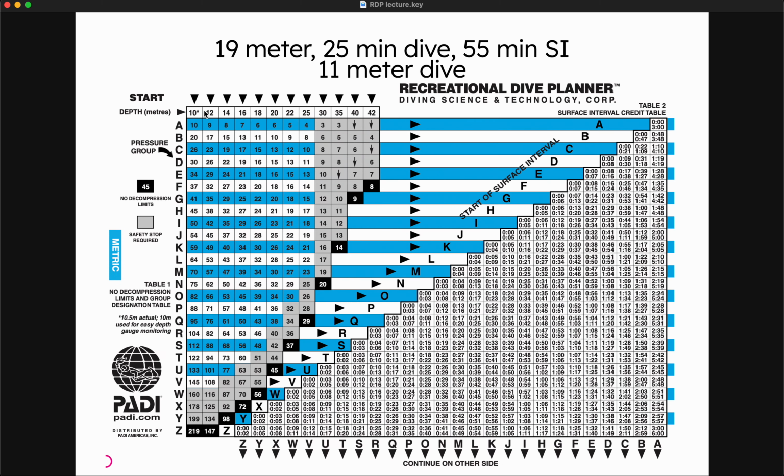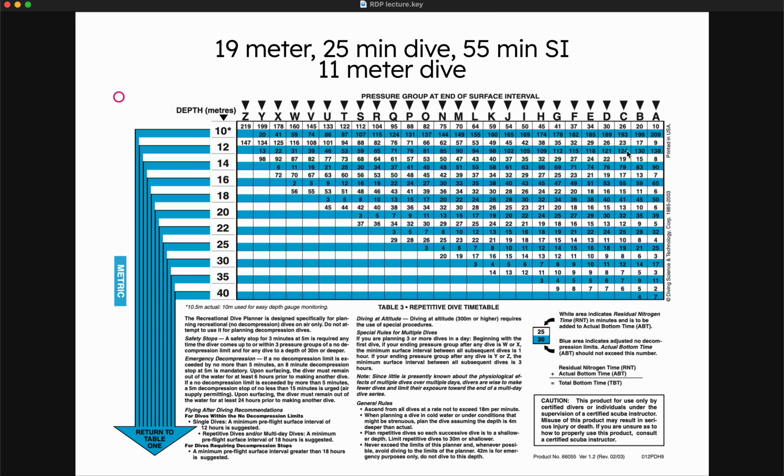If you go back and look, if this were your first dive, you could have spent 147 minutes at depth rather than 124. So you'll notice our no decompression limit is a bit shorter to account for the fact that we started the second dive in pressure group C. We started the second dive with excess nitrogen in our tissues. So we need to account for that and adjust our no decompression limit.